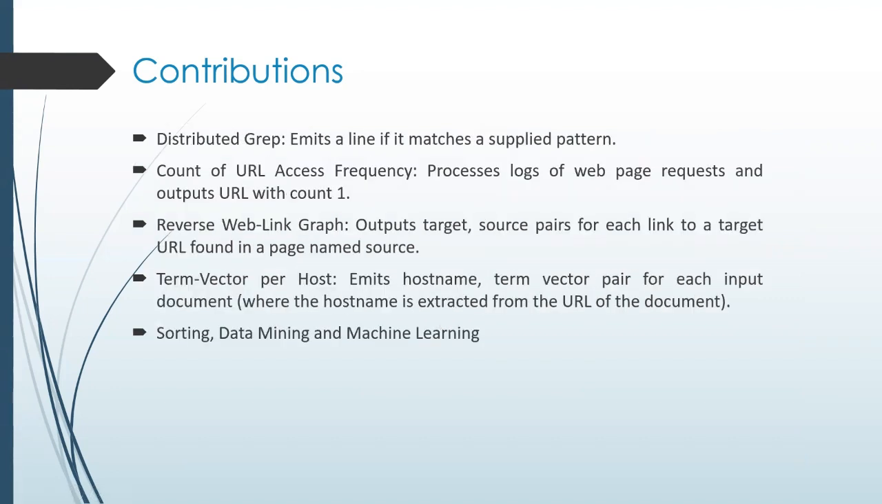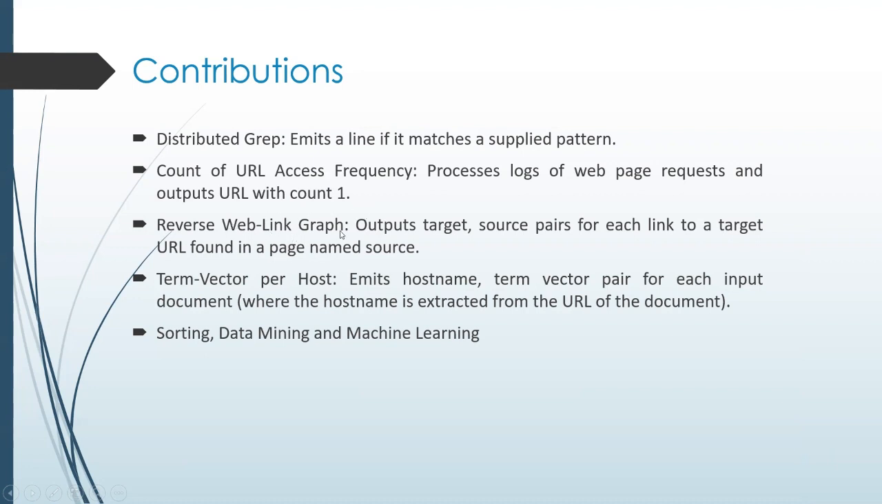So what are the example functions in this MapReduce library? So distributed grep. Distributed grep is one such function which emits a line if it matches a supplied pattern. Count of URL access frequency. This is used by search engines to process logs of web page requests and output the count. For example, if the count is 1 or 2, it returns the count.